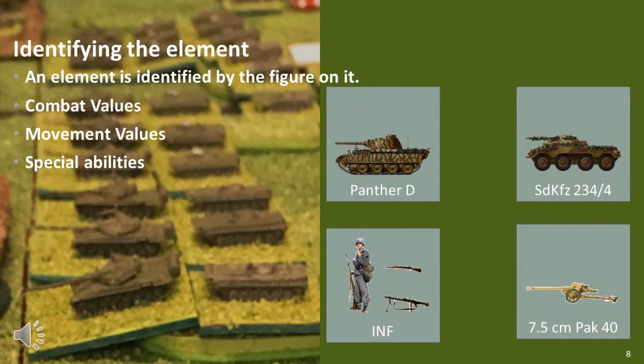However, putting aside this nuance, in most cases an element or base is identified by the figure or figures mounted on it. This identification tells the player what the element's movement and combat capability is. In some cases, you may need to keep track of strength points, but this is rare and each strength point is still related to the figure or figures on the element. This works very well at squad scale and even at platoon scale.